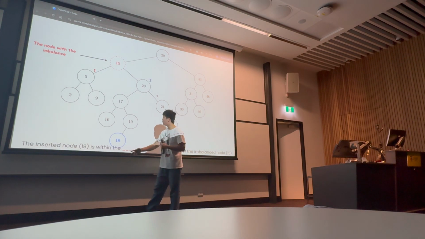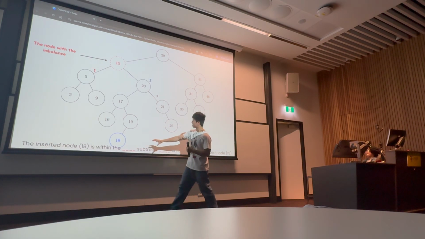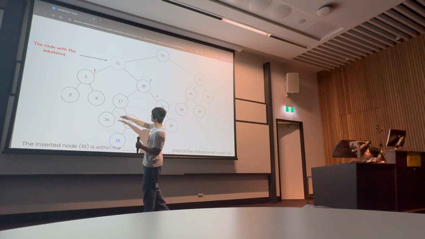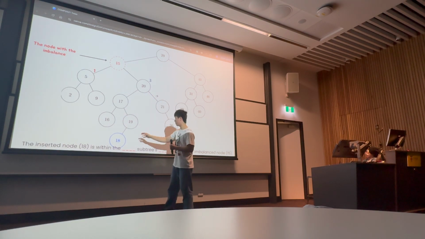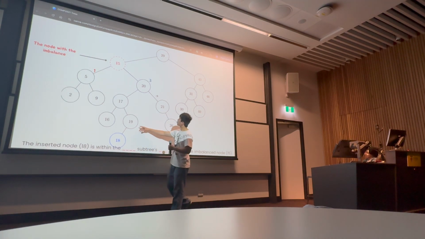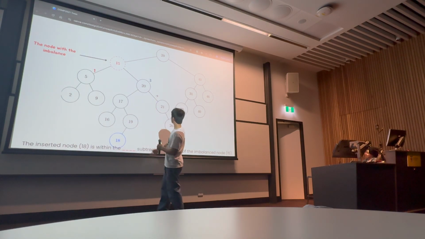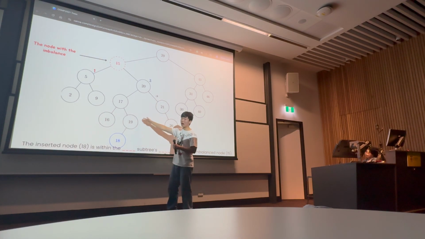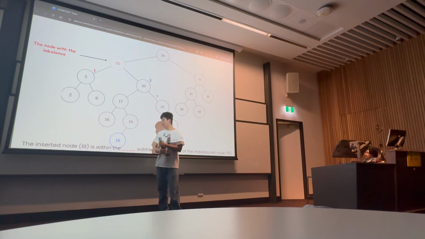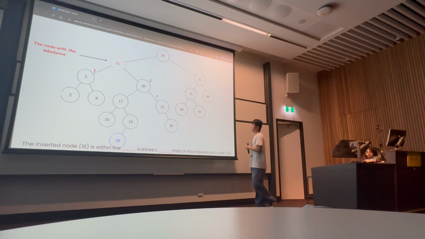So the inserted node 18 is here, right? Which is in the right subtree of 15, which is the node with the imbalance. So it is within the right subtree. And what child is it in? This is the right subtree, right? Is 18 on the left or the right? Well, 18 is on the left of this right subtree. So 18 belongs here. To fill the blanks, the sentence becomes: the inserted node 18 is within the right subtree's left child of the imbalanced node 15.